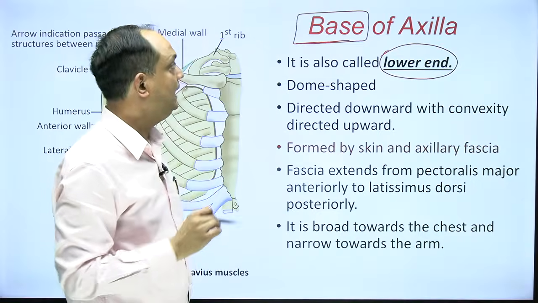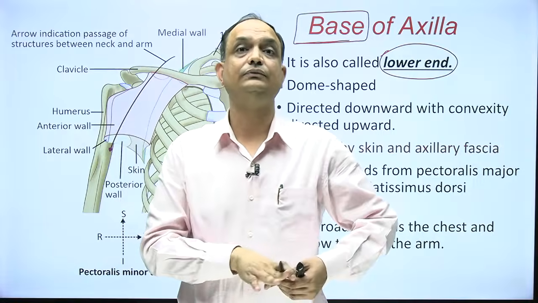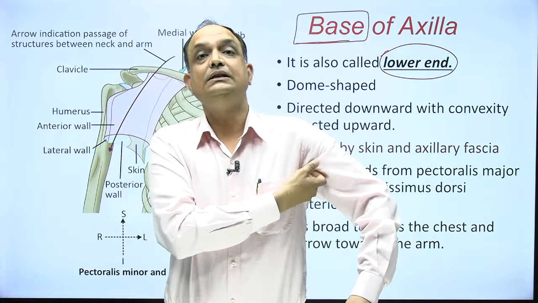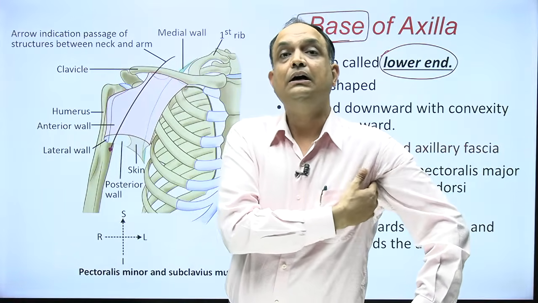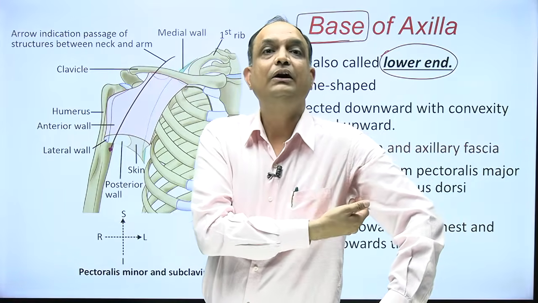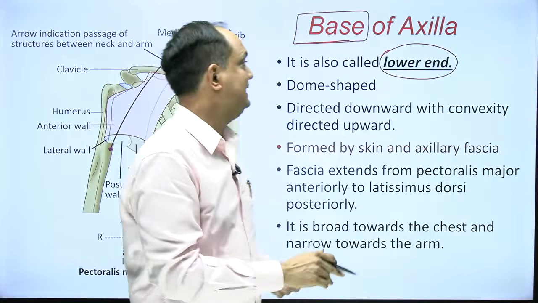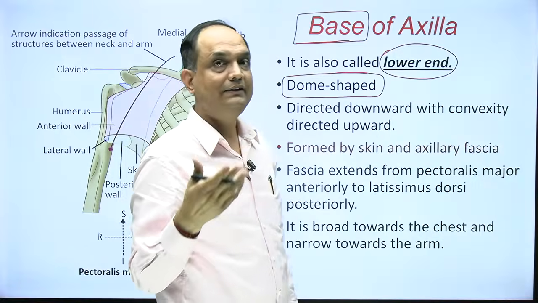Now here in the axilla, this base is not flat. You can feel your armpit where you have the hairs. Now this skin which has lots of hair is actually the dome. You have a concavity into the axilla. It is not flat. So the base is not flat. It is a dome shaped area. Now why is it dome shaped?